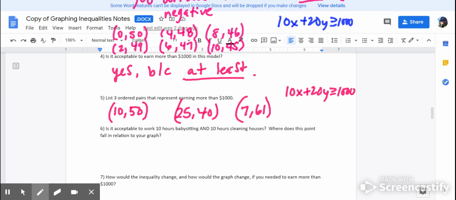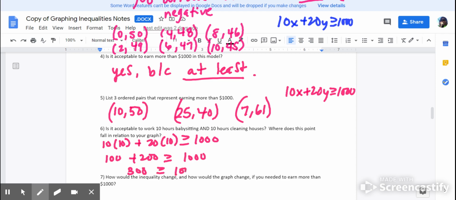So number 6 says, is it acceptable to work 10 hours babysitting and 10 hours cleaning houses? And where will this fall in relation to our graph? Well, I can plug in 10 for my x value. Remember, I get paid $20 an hour babysitting, so 10 hours there. And we want to know, is that greater than or equal to 1,000? I get 100 plus 200. We want to know, is that true? Is it greater than or equal to 1,000? This is false. That does not happen. So no, it is not acceptable, and it falls below the line on the graph.